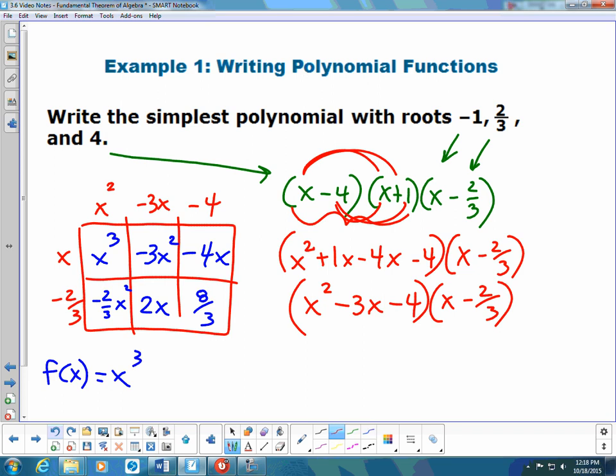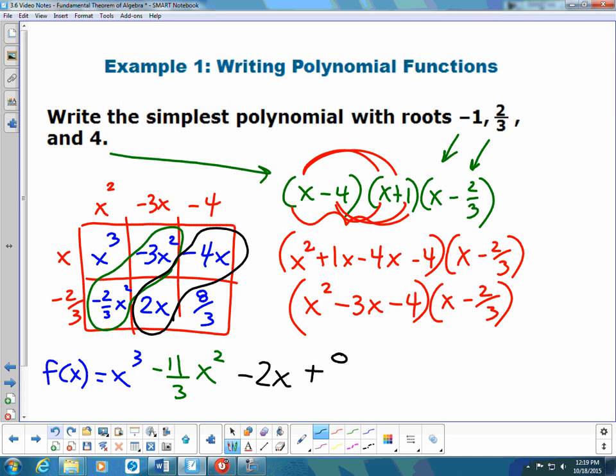I can combine my like terms here, and negative 3x squared and a negative 2/3 x squared is negative 11/3 x squared. And then if I combine these two here, I would get a minus 2x, and then I would have an 8/3 there to finish up that function.